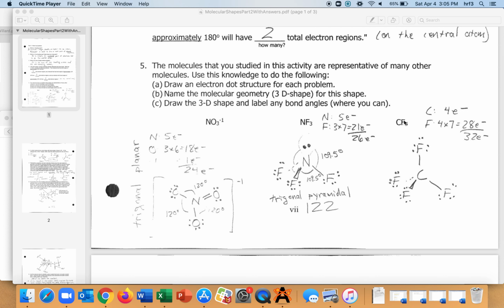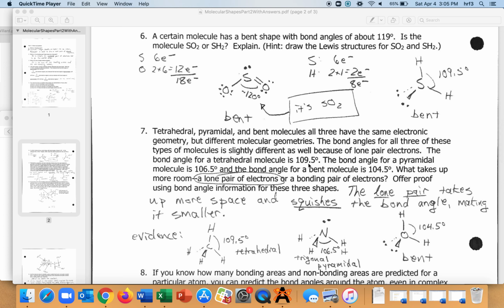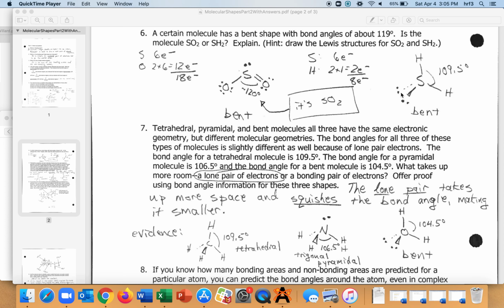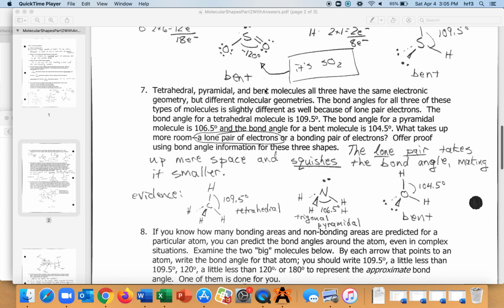And then with carbon tetrafluoride, 32 total electrons, 4 total groups, so that's just a straight up tetrahedral, which I forgot to label there. These would also be 109.5 degrees. Just another example here with sulfur dioxide versus sulfur dihydride. We know that in this case, 119 degrees, that's pretty close to 120, so that must be the sulfur dioxide.